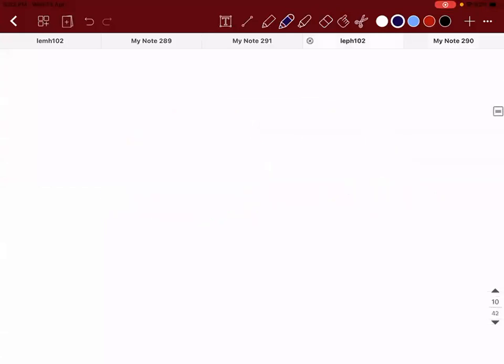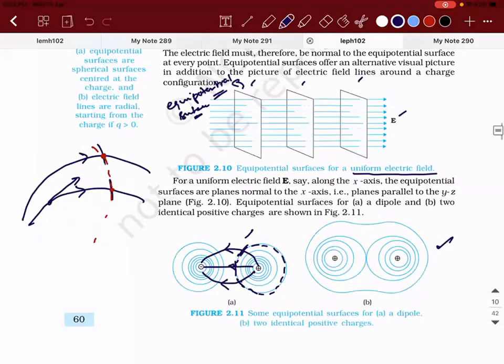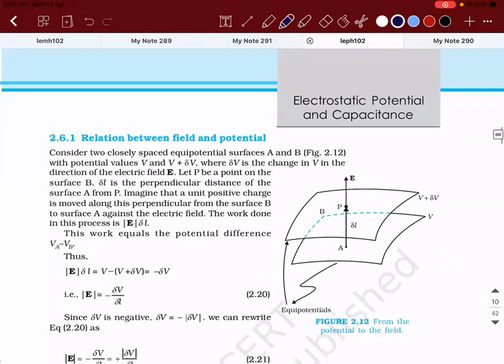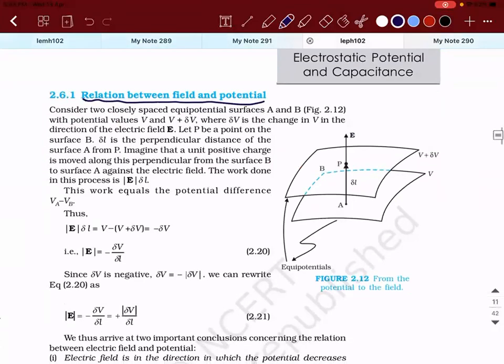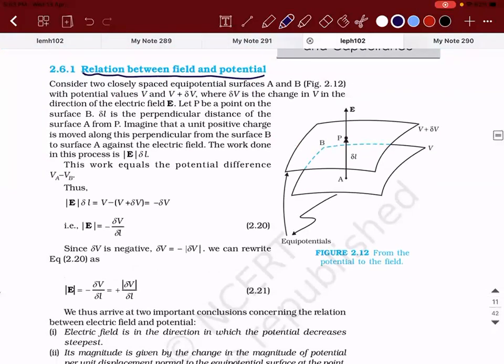Next. So having this point in mind, we will try to find the relation between electric field and potential. Look at this diagram. There's a very, very important relation. Please observe this. You will apply it at many places.